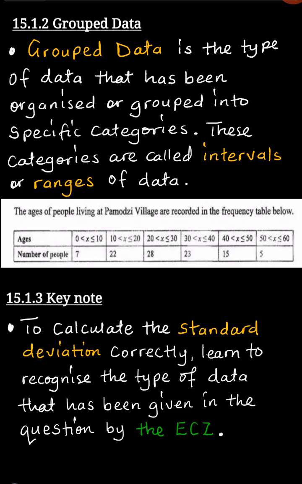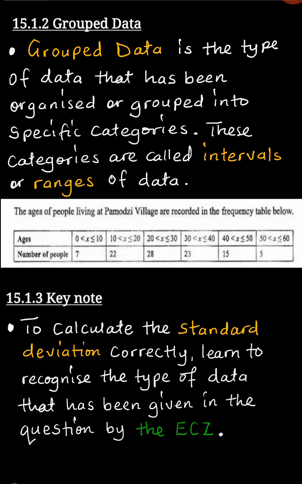As such, I would like you to follow me very closely on what I've just talked about when it comes to the types of data that the Examinations Council of Zambia can present you with when it comes to statistics.